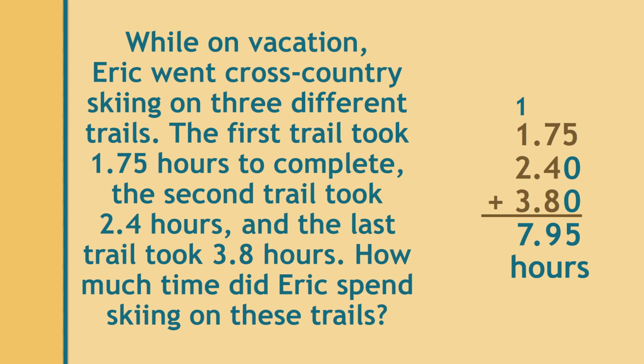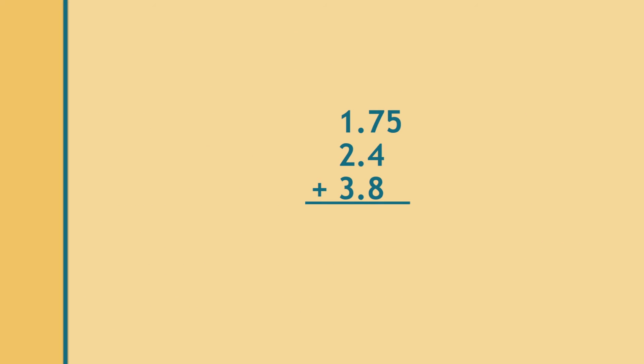Now what if we wanted to find the estimated answer to that? If we wanted to estimate how many hours it took him to cross-country ski, what we would do is round each of these decimals to the greatest place. So for each one of these, we're going to round to the whole number, to the ones place.